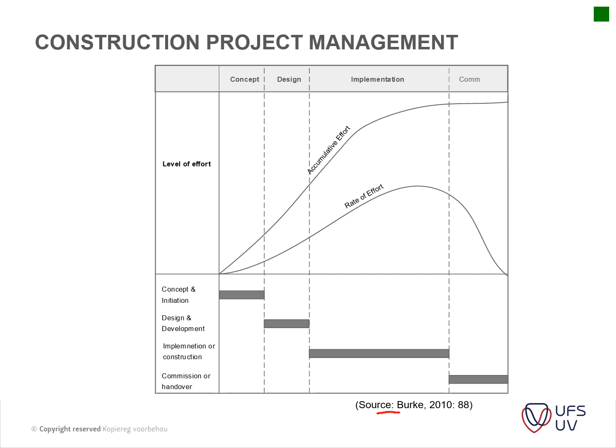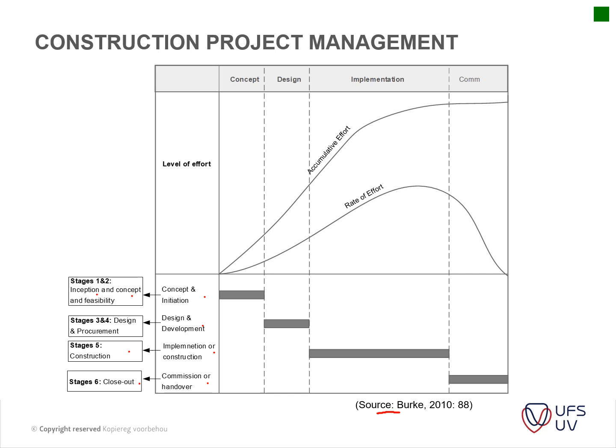I've just highlighted how a typical project, doesn't matter whether you're doing design of a new airplane or software development or whatever, is more or less how your project looks, where you have your concept initiation, design and development, implementation or construction, and communication and handover. Whereas the construction industry has stages 1 to 2, which is your inception and concept feasibility. We have stages 3 and 4, which is our design and procurement stages. Then we've got our construction or implementation phase, and then we've got our closeout phase, which just feeds into phase 1 and 2, or into one again.